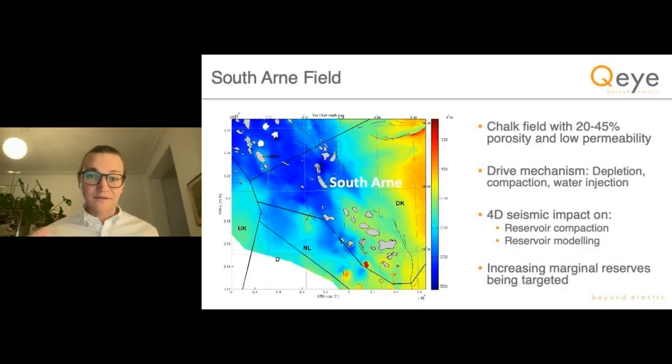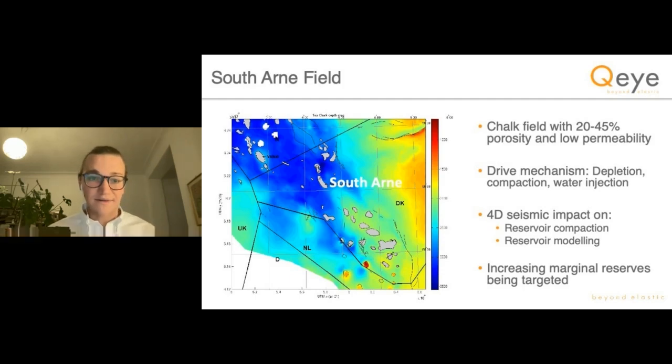And a little bit of background on the geology is that the field in question is actually quite complex, in that it is a chalk field with very, very high porosities. You can see 45% porosity in some of the very strong vuggy porosity fields. The drive mechanism is depletion and compaction and subsequent water injection.